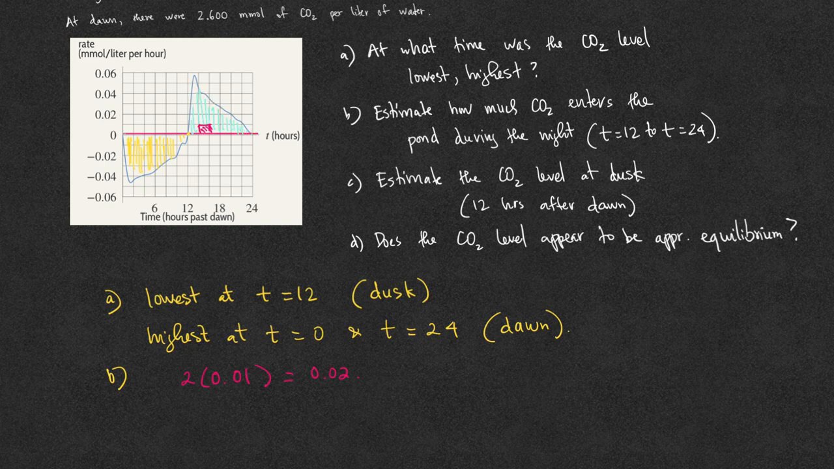Alternatively, we can use rectangles to estimate the area. There are 6 rectangles, and we can use either the left or the right endpoints. If we count how many squares fit into this region under the curve and above the horizontal axis, we get the definite integral from 12 to 24 of the rate, which we will call r of t, dt. This is the area under the curve, which is the amount of CO2.